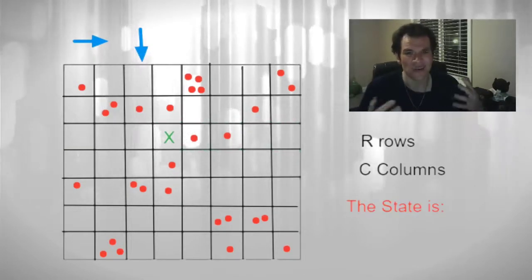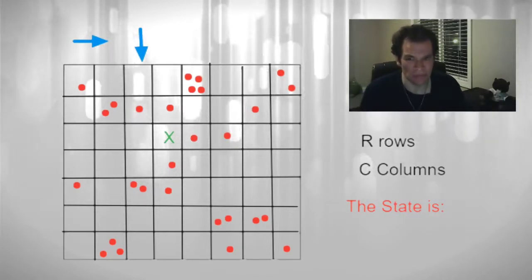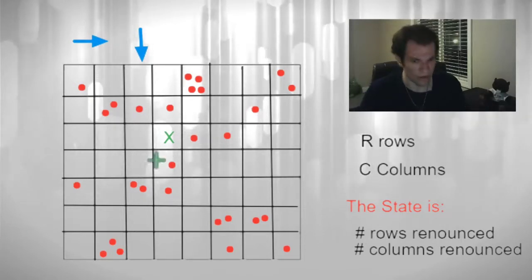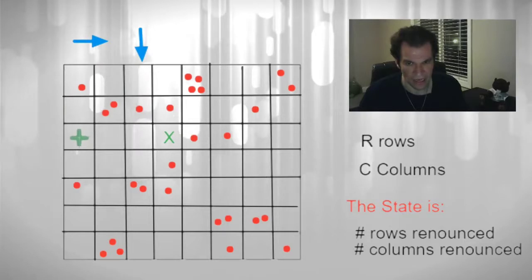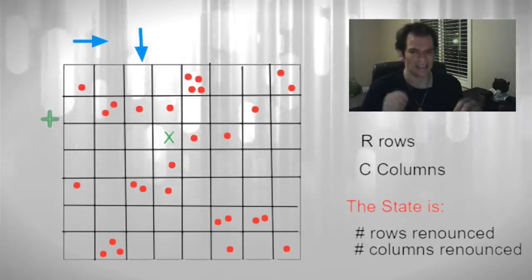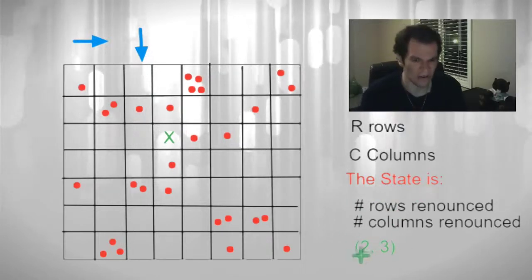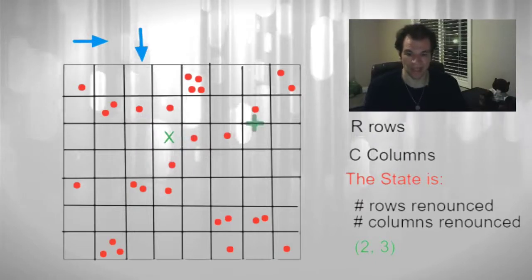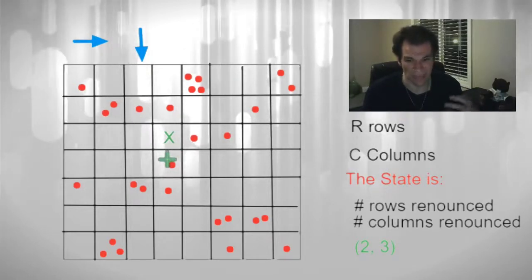it. In this case, the state would be determined by how many columns we already renounced and how many rows we already renounced. So in this case over here, if we are here, that would mean that we already renounced these 3 columns over here and these 2 rows over here. So we could say that the state here is number of rows 2 and number of columns 3, that is, an ordered pair (2, 3). And from here, if we move in this direction, then we would change to the state (2, 4), and a movement like this would change to the state (3, 3).